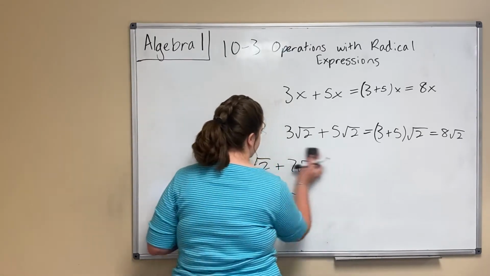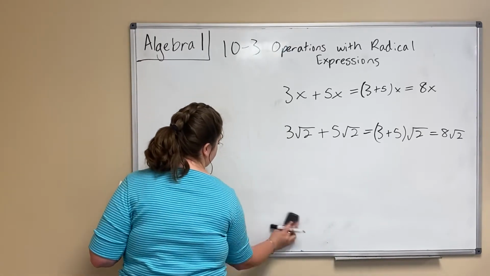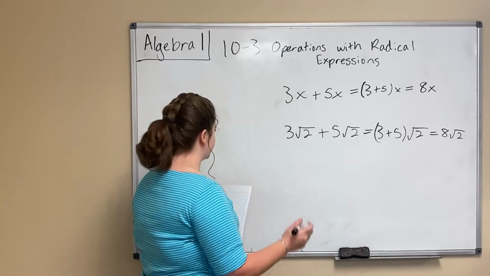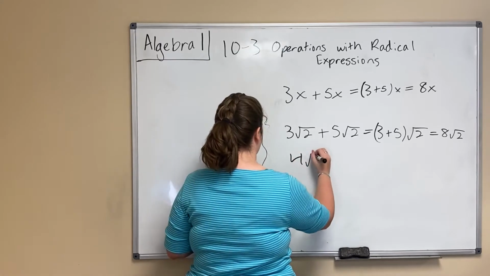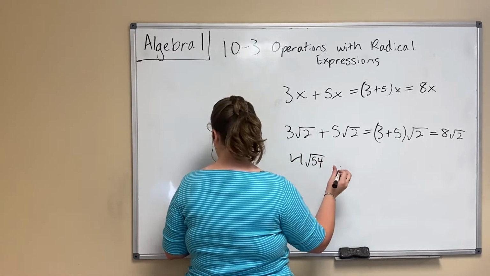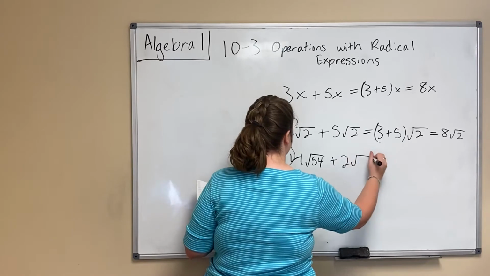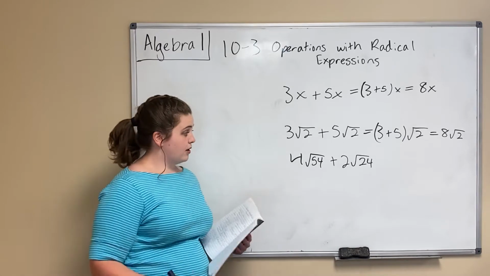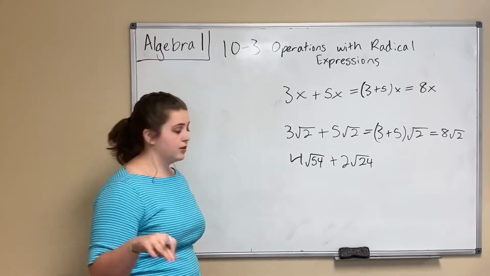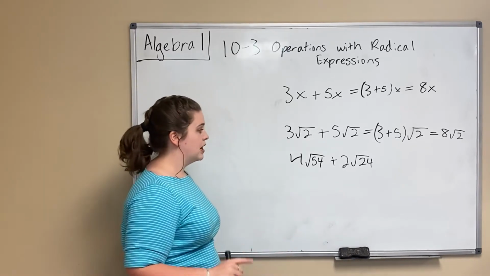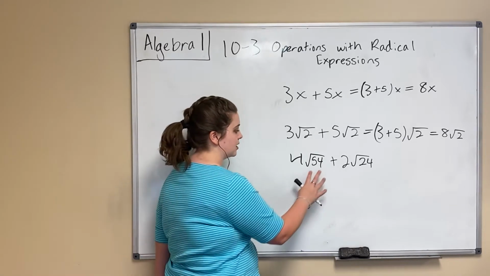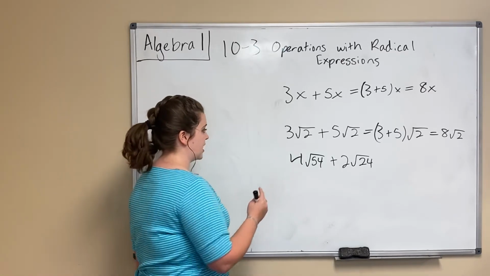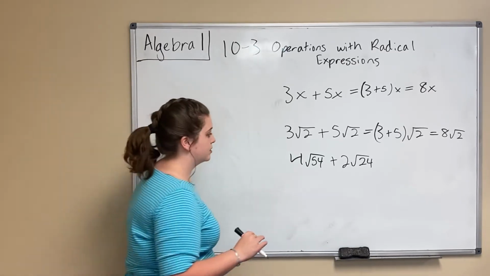So what happens? What happens if it's not exactly the same? Suppose I get one that says 4 on the square root of 54 plus 2 on the square root of 24. If they don't have the same radicand, if they don't have the same number underneath the radical, then I'm going to have to split this up using our simplifying techniques from yesterday until they have the same number underneath.